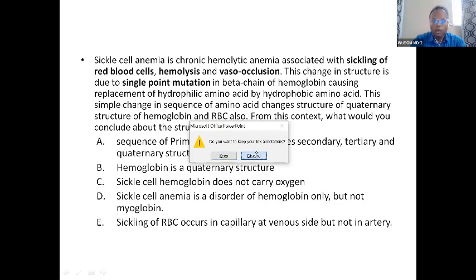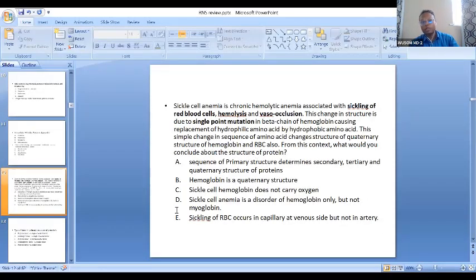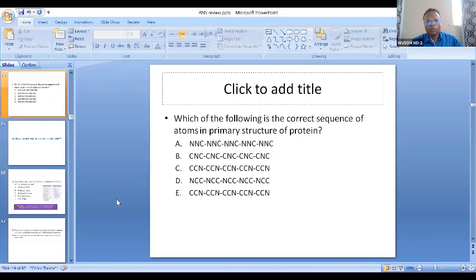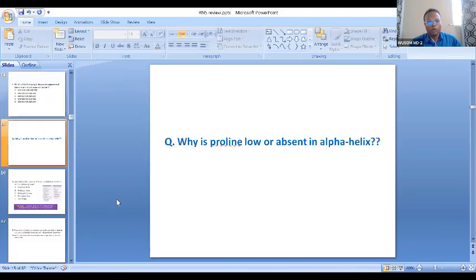The message conveys that primary sequence is very important. That will guide everything. Now here, go over the type of bond. Why is proline low? This is also a very important question. It is low or absent in alpha helix. So go and see the slide.